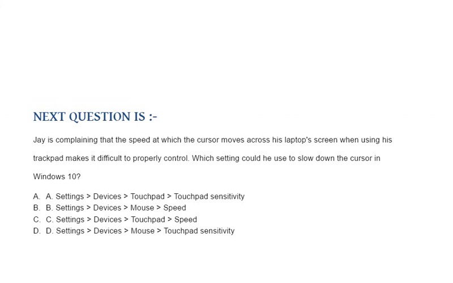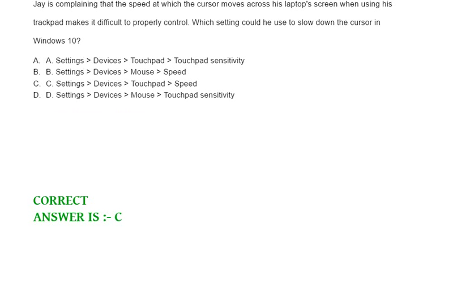Next question is, Jay is complaining that the speed at which the cursor moves across his laptop's screen when using his trackpad makes it difficult to properly control. Which setting could be used to slow down the cursor in Windows 10? Now see the options, option A, B, C and D. Correct answer is option C.